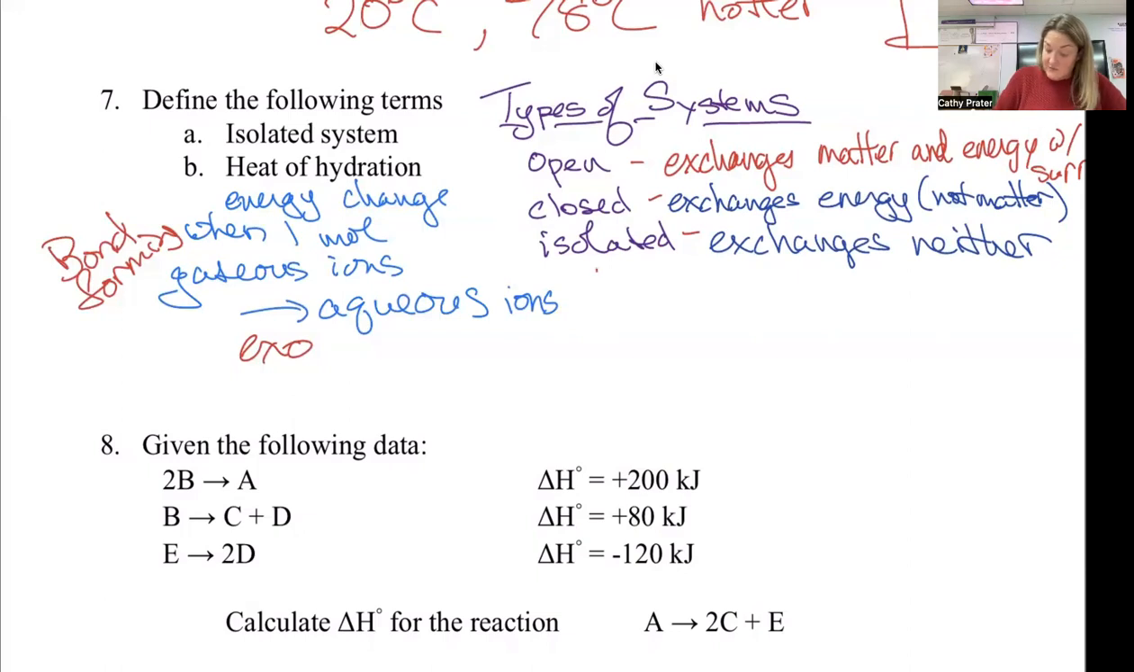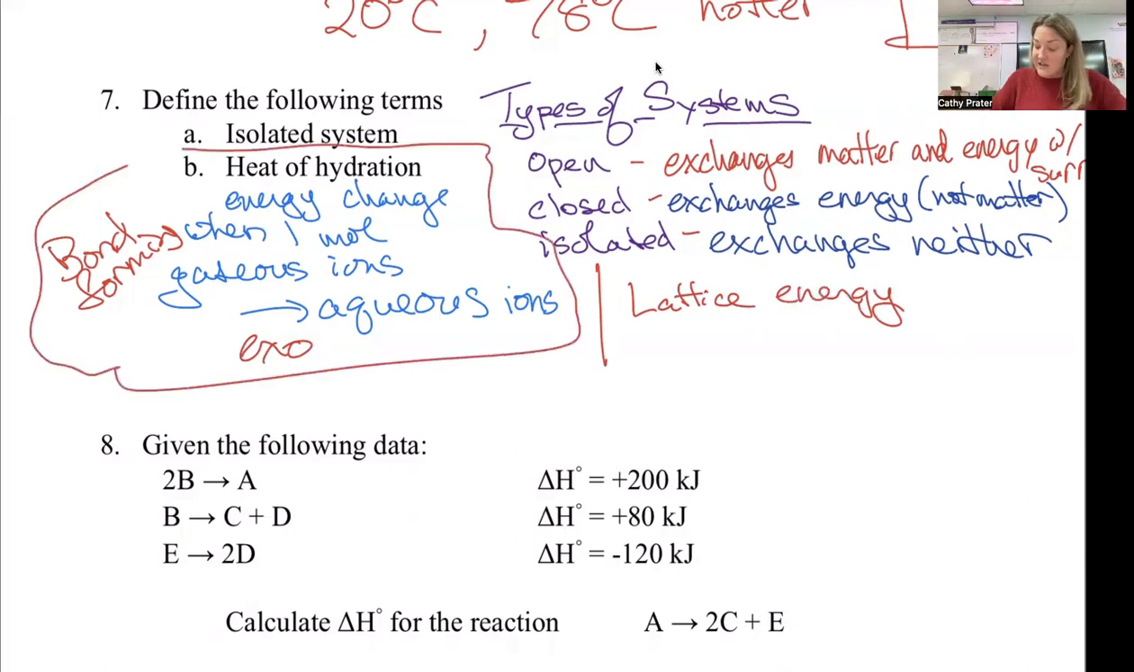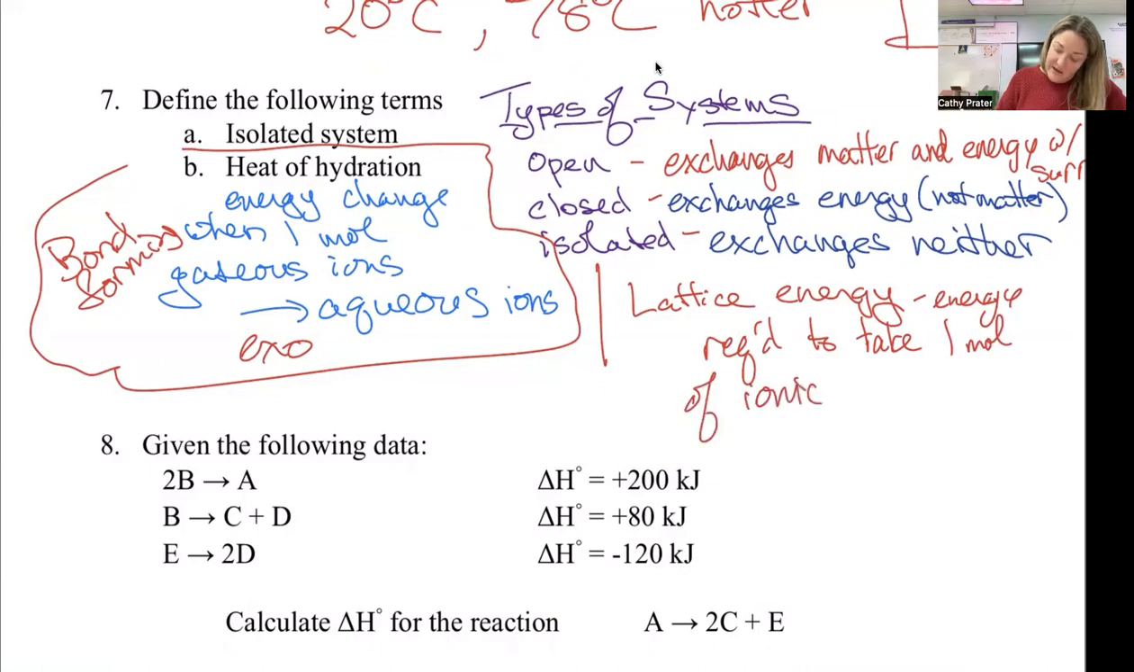Something else that we talked about is lattice energy. And that most definitely is in your notes and something you should be able to define as well. Out of these possibilities, I'm going to ask for 2 of the 5. Where this was heat of hydration, lattice energy is the energy required to basically break a mole of ionic bonds. To take 1 mole of an ionic compound, that says required, abbreviated, and convert it to gaseous ions.